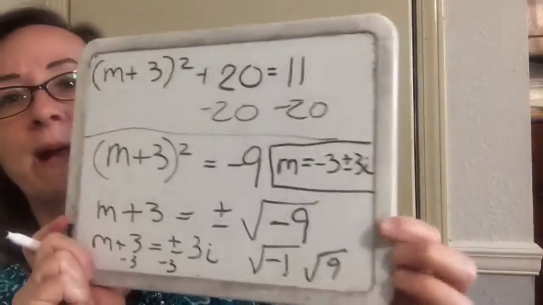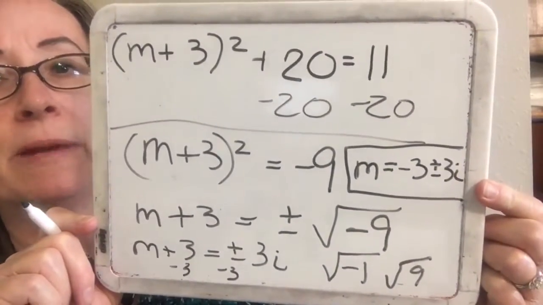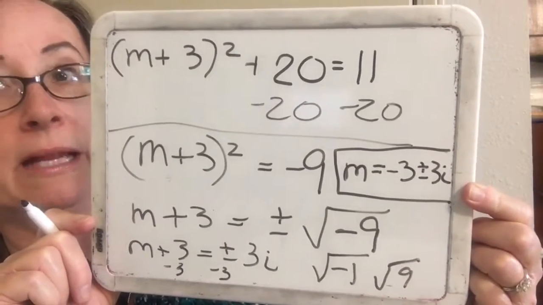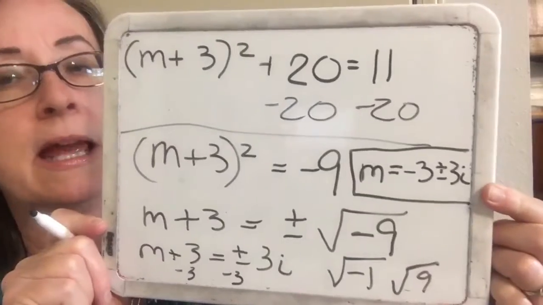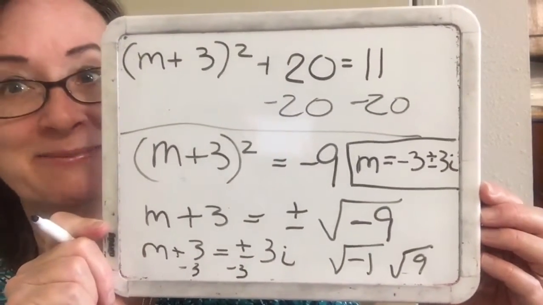And again, I could write that out as two separate solutions. m is -3 plus 3i, or m is -3 minus 3i. There are two solutions, but this plus or minus notation is fine also.